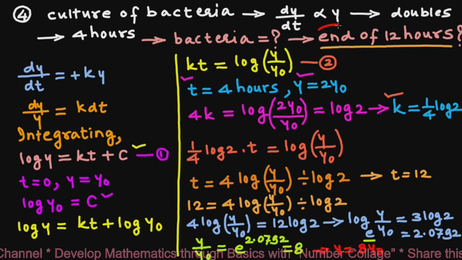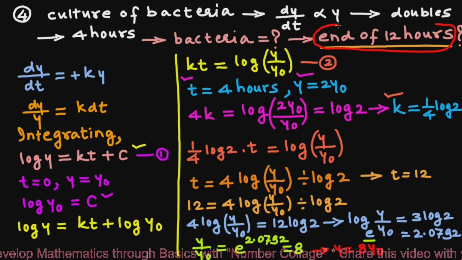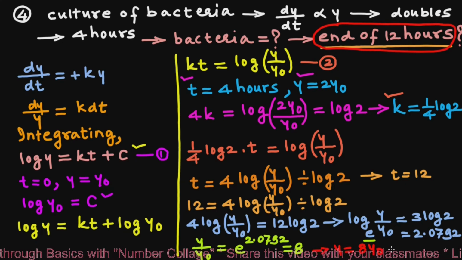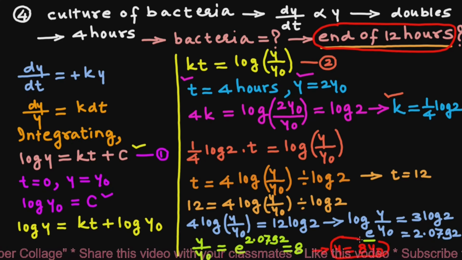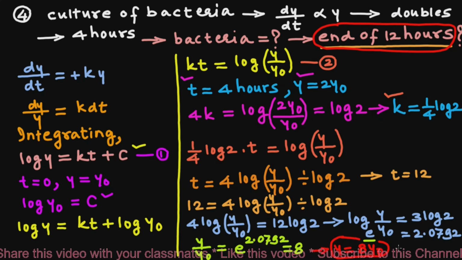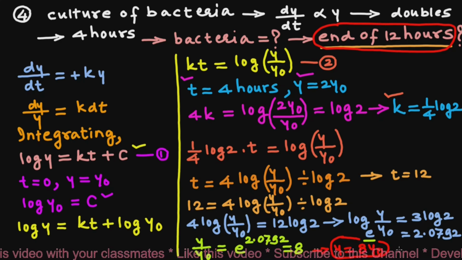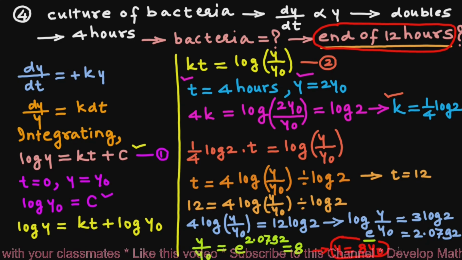So at the end of 12 hours, the number of bacteria in the culture will be 8 times the initial number of bacteria. That means the number of bacteria after 12 hours will become 8 times as much.